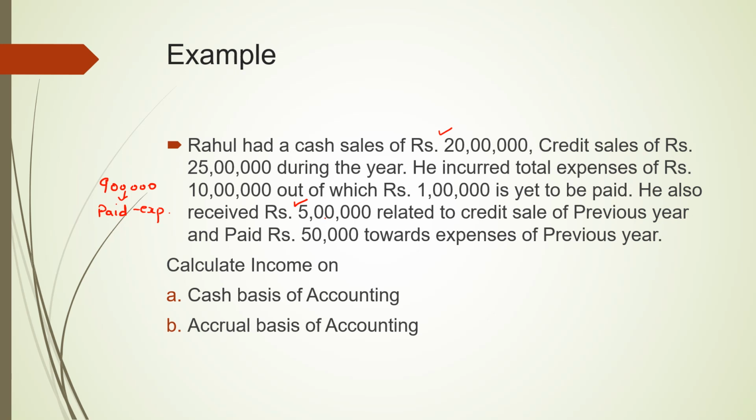And when it comes to expense, we have already seen that for current year it is 9 lakh rupees, and 50,000 was paid towards expense of previous year. One more payment was made which was 50,000, although related to previous year. What is paid? 50,000. So related to previous year, 50,000. So totally the amount paid towards expenses in the current year is 9 lakh plus 50,000, 9 lakh 50,000.